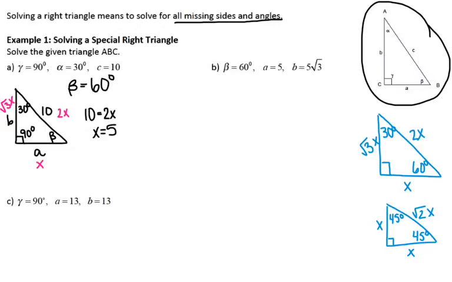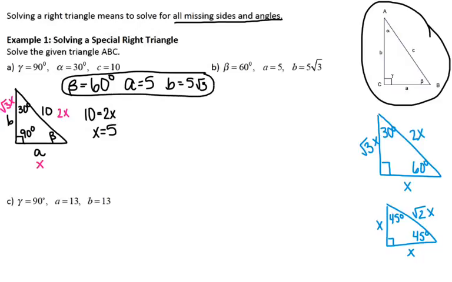So x equals 5. A is equal to x, so that means side A is 5, and b is equal to the square root of 3 times x, so that would be 5 root 3. And there's your answer for letter A. Letter B I'm actually going to skip, because if you'll notice, A is 5, B is 5 root 3, and beta is 60. So that's the same thing as the triangle for letter A. I was not paying extra close attention when I was making that example, apparently.